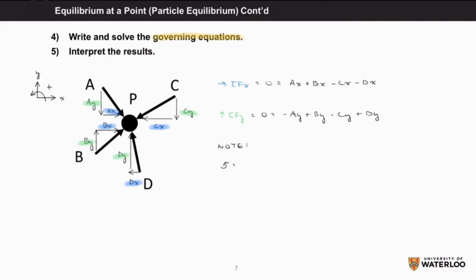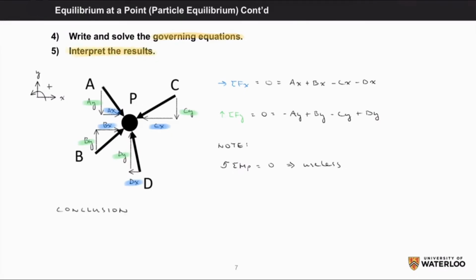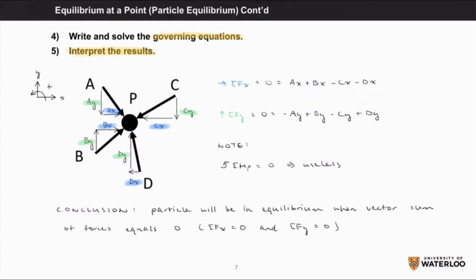Note that the equation M about P equals 0 does not tell us anything since the moment arms are negligibly small. In other words, there are no points within a point to create a moment. Finally, we interpret our results. We conclude that the particle will be in equilibrium when the force components in both the x and y directions are balanced. Alternatively, the particle will be in balance when the vector sum of forces is 0.